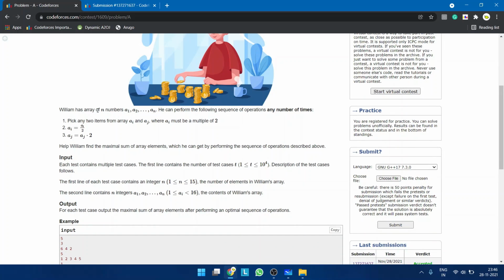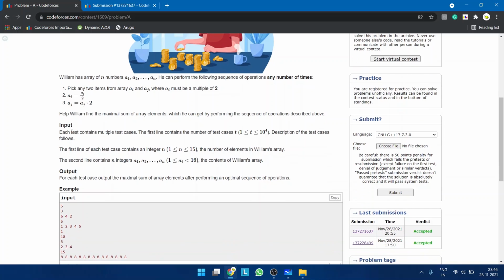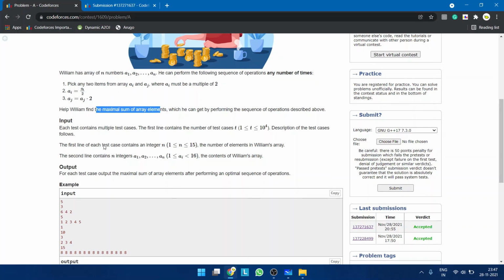We are given an array of n integers and we have to perform a sequence of operations any number of times. In each operation, we have to pick two elements of the array, a[i] and a[j], where a[i] must be a multiple of 2, and we set a[i] equal to a[i] divided by 2 and a[j] equal to a[j] multiplied by 2. We have to find the maximal sum of the array elements after performing a sequence of operations any number of times.